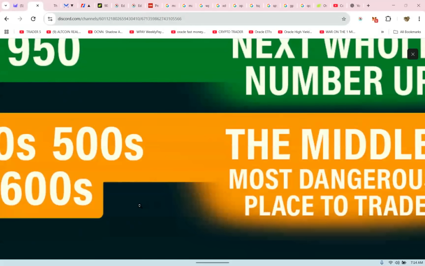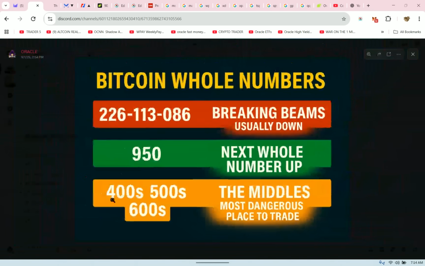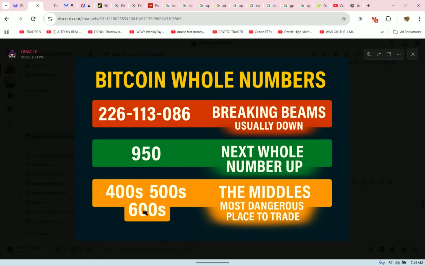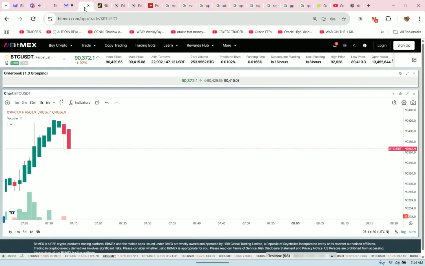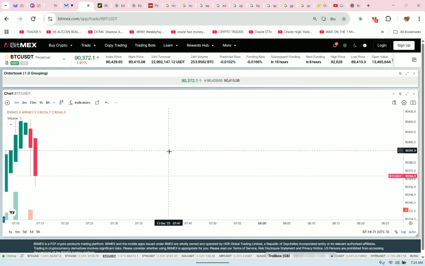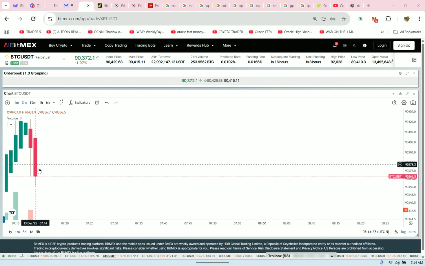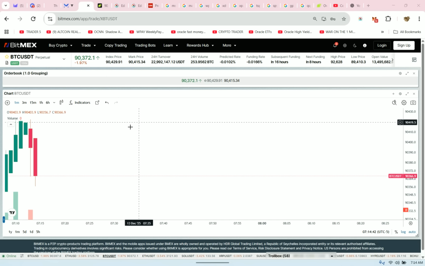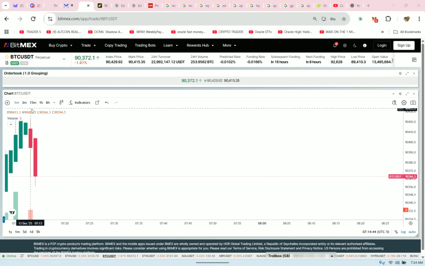The most dangerous place to trade is the middles. Right here, 400, 500, 600, because you don't have direction, and all it does is rip. We're not near the lower part yet, okay? And that pump that we just had, look at the 1 minute. It just fell off, and you would have been able to see that. So when you're in your trade, you can use this as artillery.